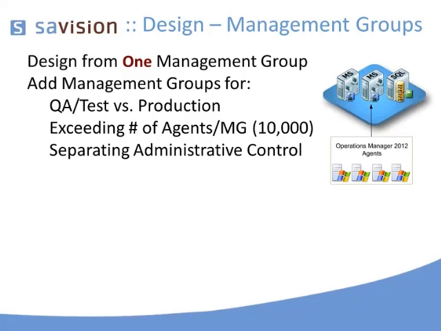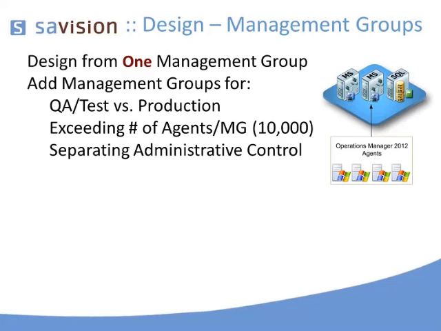Everything about Ops Manager 2012 is still under development. It's not a released product yet. Haven't even officially hit release candidate, so everything is subject to change. But I'm giving you all the information that I've got as of this moment in time. So I believe 10,000 agents per management group is still the current way that we would architect these.